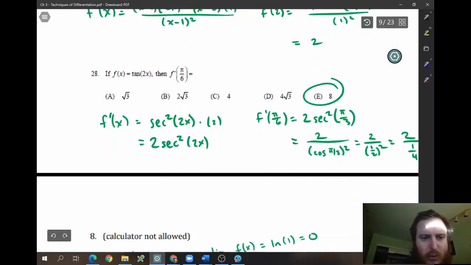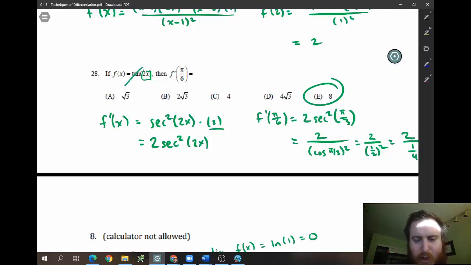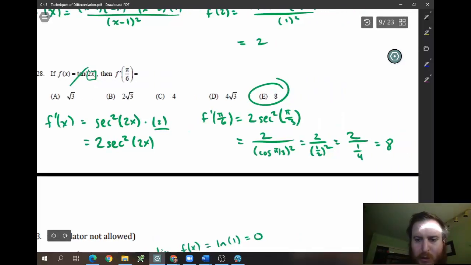Next, we have a chain rule, right? Tangent of something other than x. So the derivative of tangent is secant squared of 2x, and times the derivative of 2x, which is 2. Right, so bring the 2 to the front, 2 secant squared of 2x. So when we plug in pi over 6, 2 secant squared of pi over 3, right? 2 times pi over 6 is pi over 3. And for secant squared, we know that's basically 1 over cosine squared. So you can write this as 2 over cosine of pi over 3 squared. That's 2 over 1/2 squared, 2 over 1/4. Multiply the top and the bottom by 4 to get rid of the fraction, and we get 8.